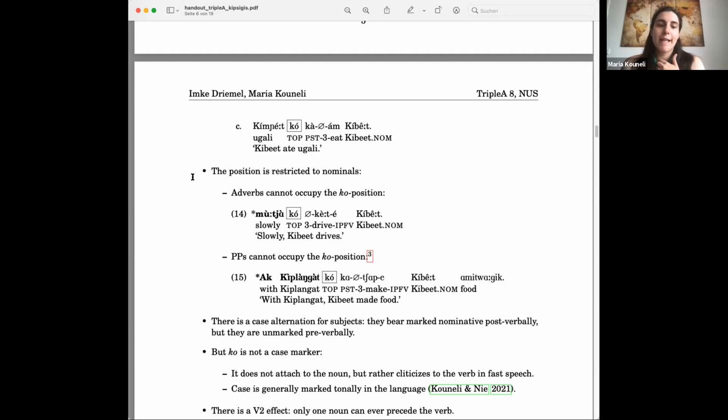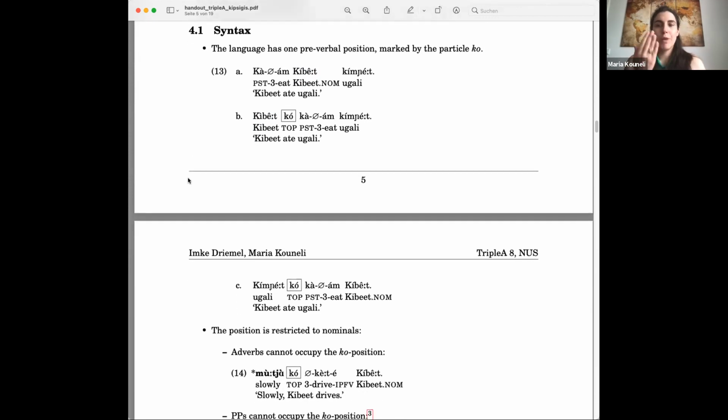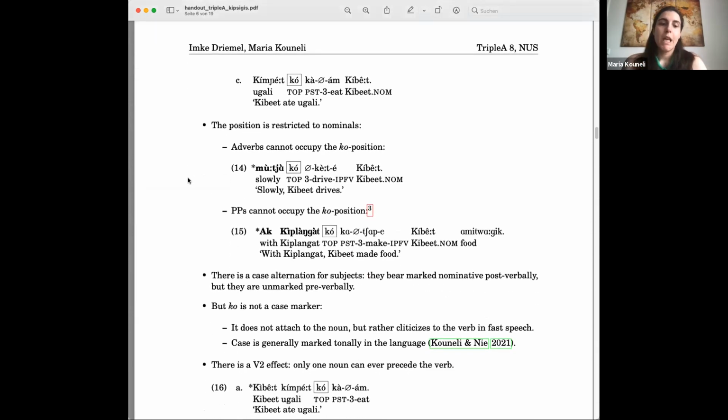We also observe that there is a case alternation for subject. So if we go back to 13, we see that in A, where the subject follows the verb, the subject is marked for nominative, but when the subject precedes the verb, it is unmarked for case. However, the co-marker is not a case marker, so it does not attach to the noun, and in fast speech, it actually cliticizes on the verb, and also usually case in the language is marked tonally, not by affixes. Okay, so ko really marks the position. You never see ko anywhere else. Okay, and it's not a case marker.